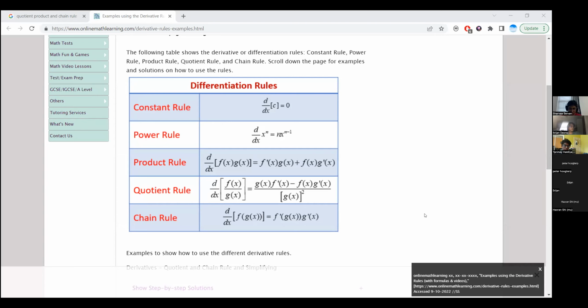My iPad's back, so let me just get into the Zoom.